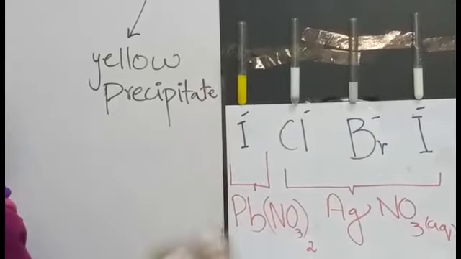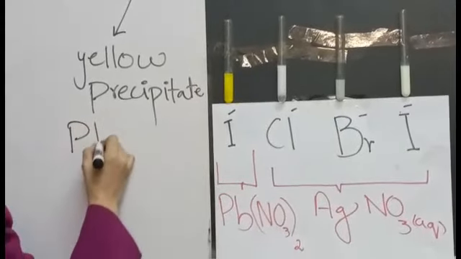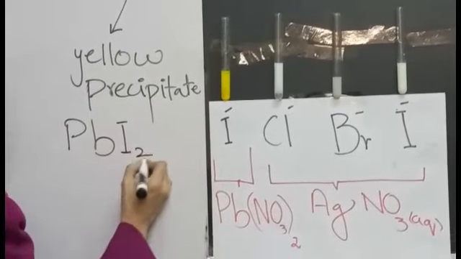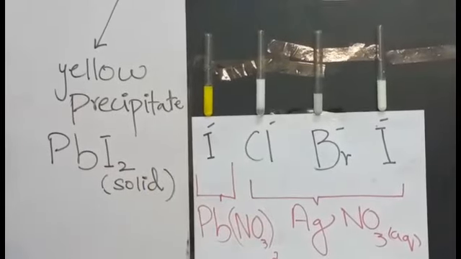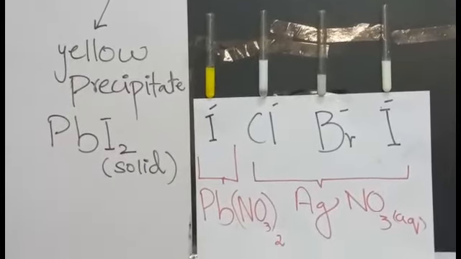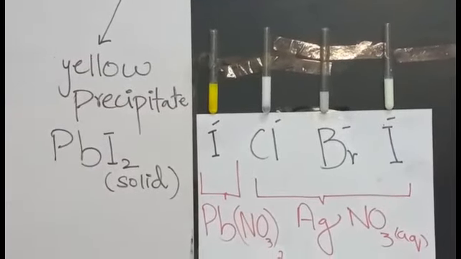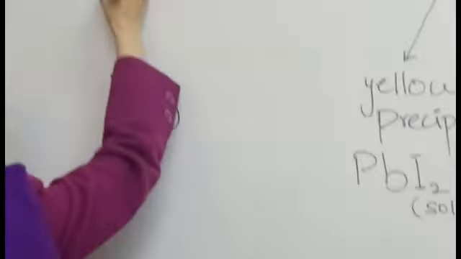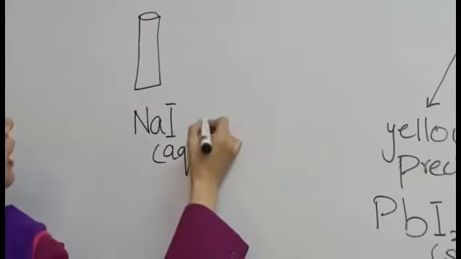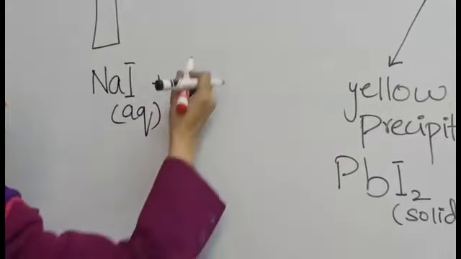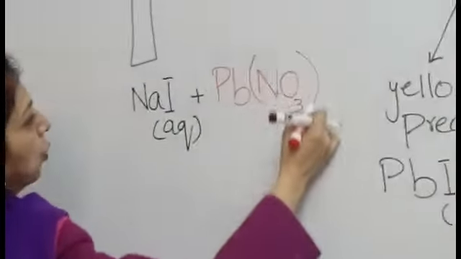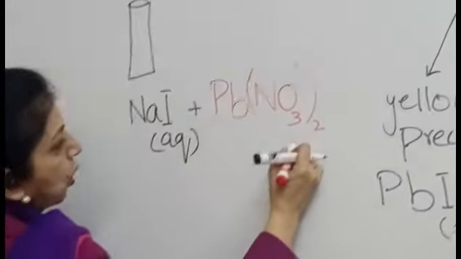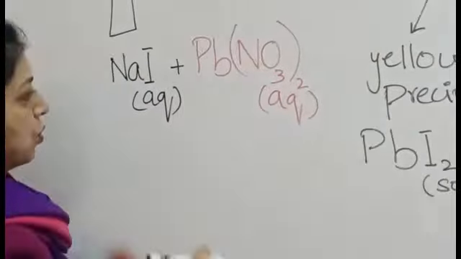So what is the yellow precipitate? Actually, it is PbI2 solid. And now what is the chemistry behind this reaction? You have a solution of sodium iodide aqueous in a test tube, and when you add a reagent which is lead nitrate, you know that all nitrates are soluble, so this lead nitrate is a soluble solution.